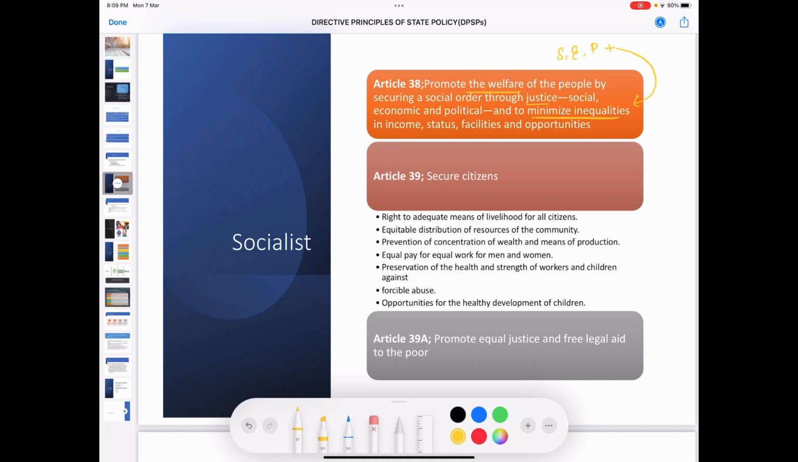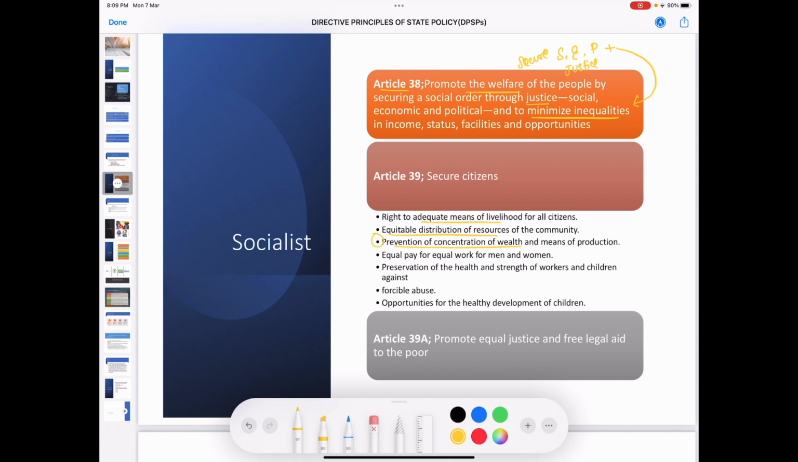तो आर्टिकल 38 क्या बात कर रहा है? To secure social, economic and political justice, ठीक है, plus minimize inequalities. That's it. आर्टिकल 39 में काफ़ी सारे पॉइंट्स हैं, बहुत easily याद रहेगा. See, right to adequate means of livelihood for all, ठीक है, equitable distribution of resources of the community, prevention of concentration of wealth. ये आपको पूछा जा चुका है.